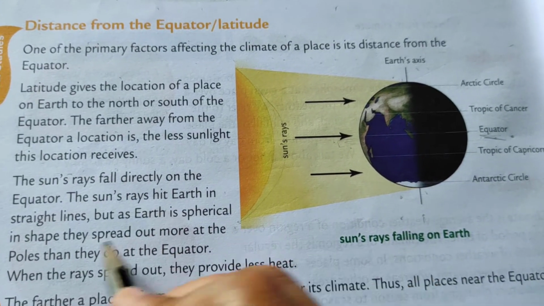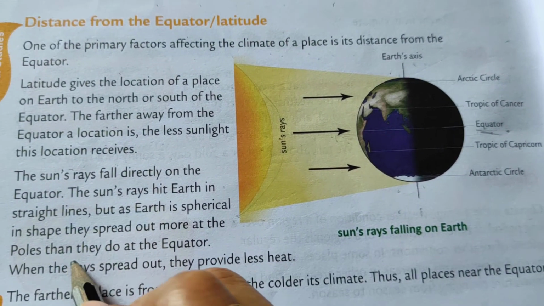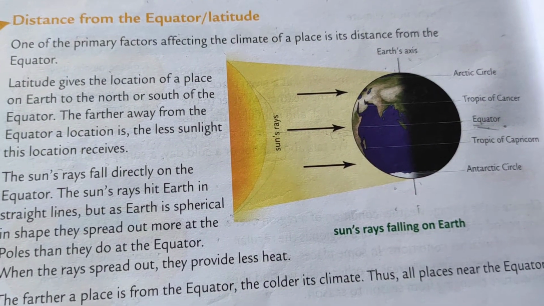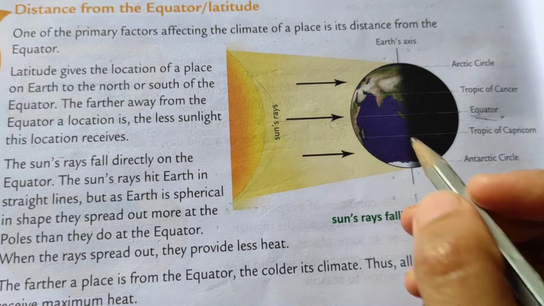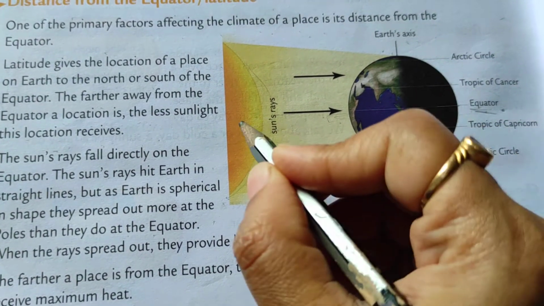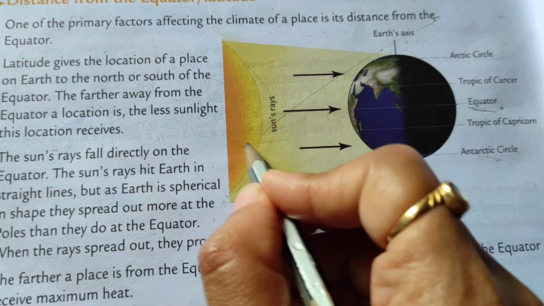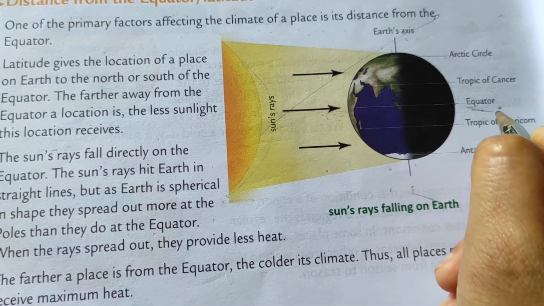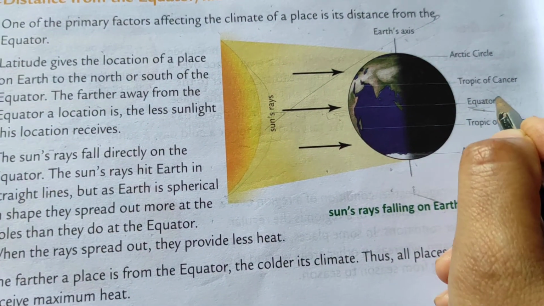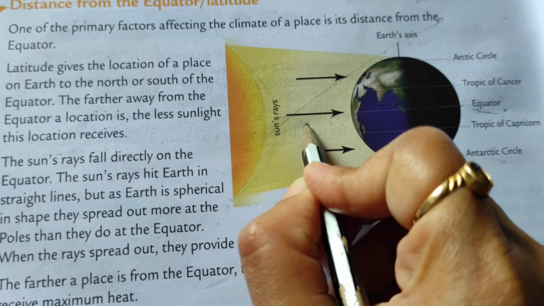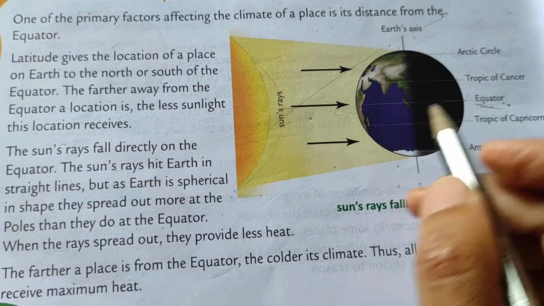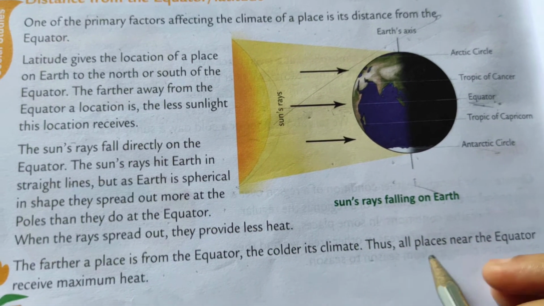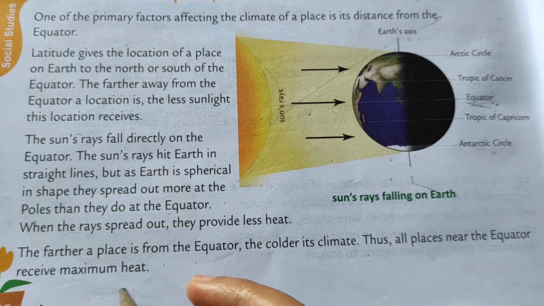But earth is spherical in shape. They spread out more at the poles than they do at the equator. When the rays spread out, they provide less heat. When all these rays of the sunlight spread out this way, they provide very little heat. But on the equator, there is very much heat because the sun rays hit the equator directly. The farther a place is from the equator, the colder its climate. Thus all places near the equator receive maximum heat.